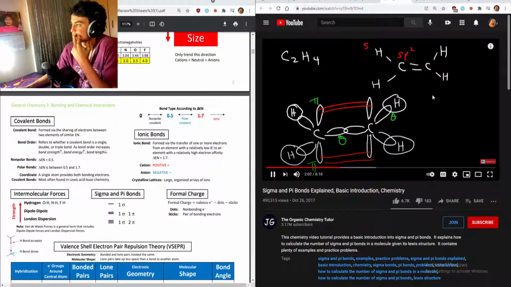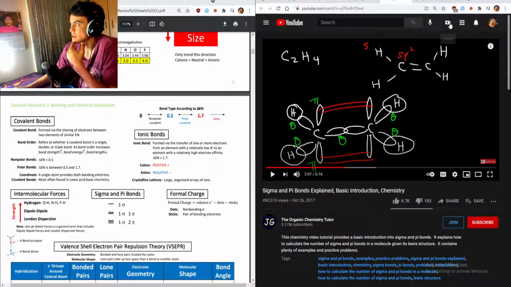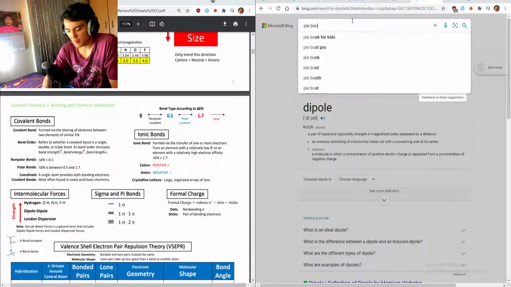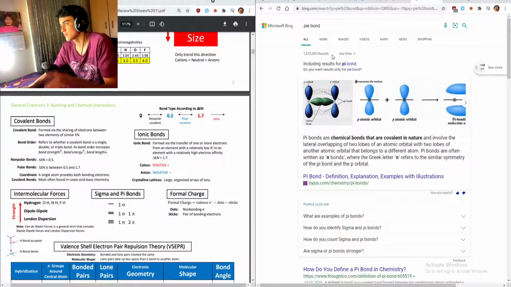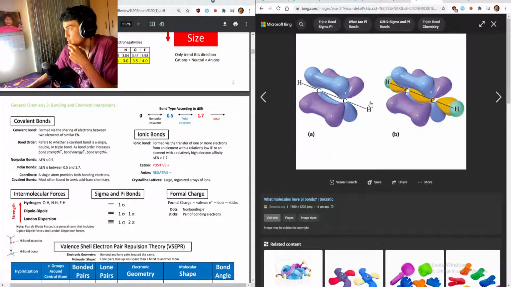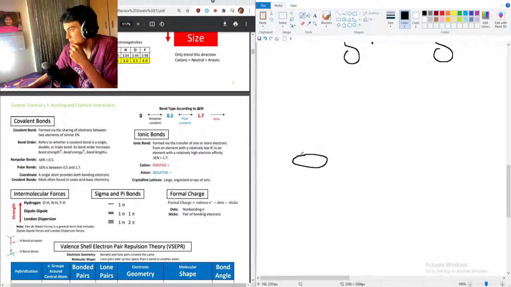So all of these are sigma bonds. In this molecule, we have 5 sigma bonds and 1 pi bond. A pi bond looks like this. It looks cool, like a tube. Like if a single bond looks like this, a pi bond will look like this.